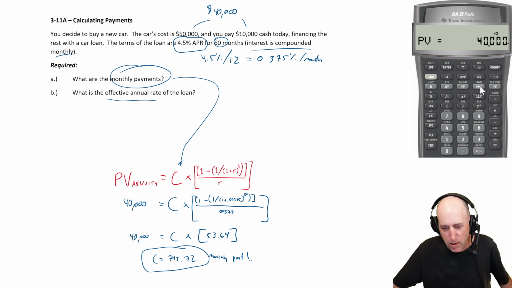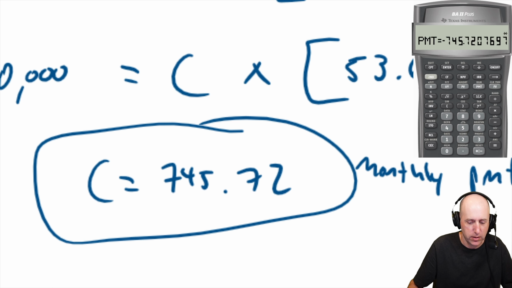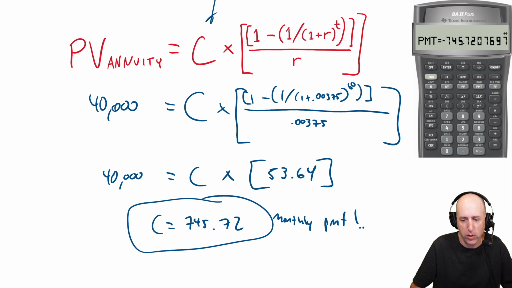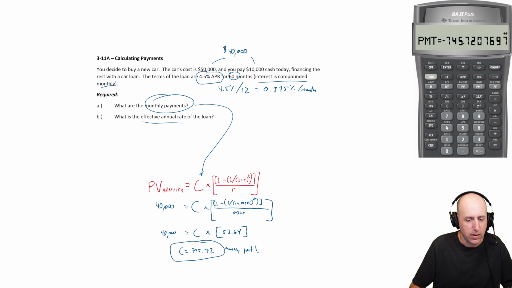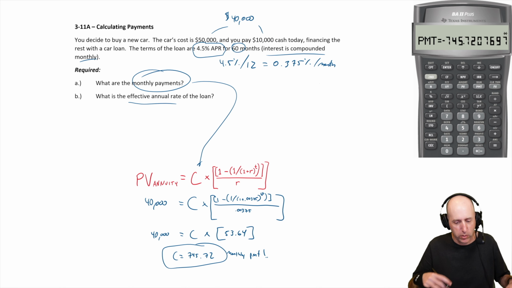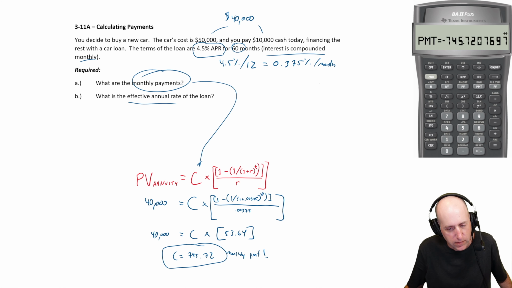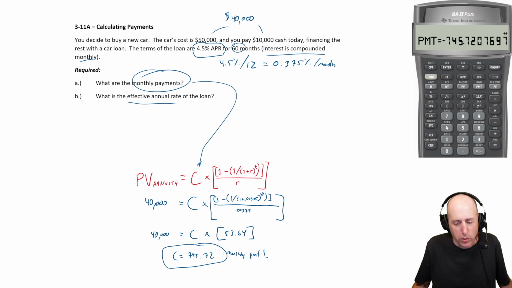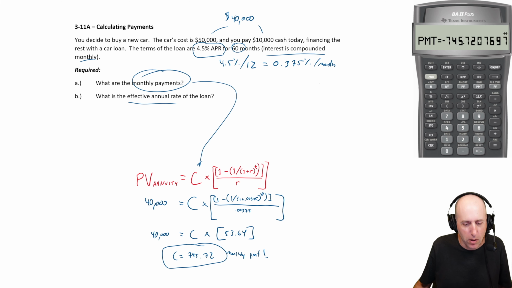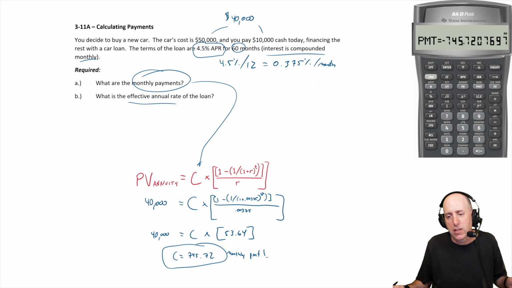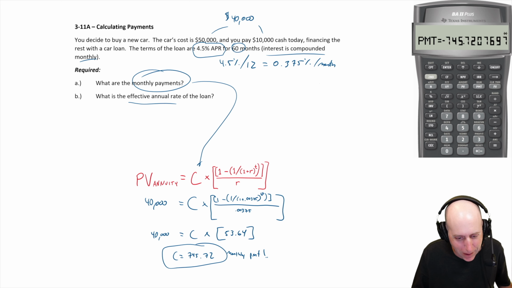I don't know my payment. My future value is going to be 0, so I can put in 0. You don't have to. I have to compute the PMT, and there it is, 745.72, and that's exactly what we had. So the calculator gets us the same place a little bit more quickly with these present value of an annuity problems. But if I was told I had to do it by formula, no problem. If I was told I had to do it with a calculator, no problem. I don't use the tables, but the tables are also no problem.